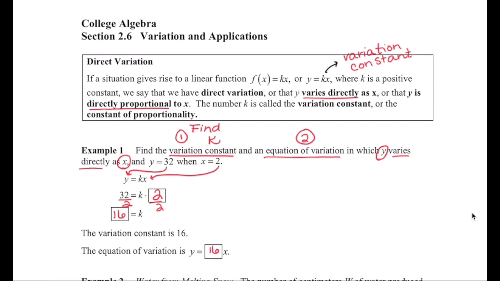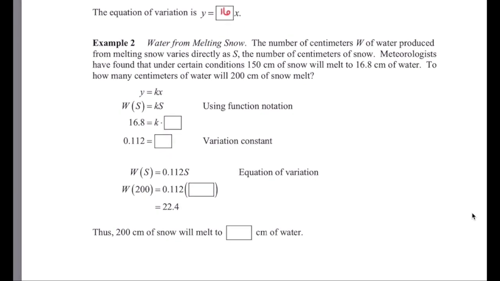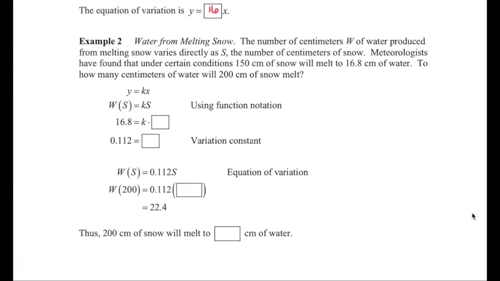Usually at this point, we would have to do something else with it. So our first goal is to find k, create an equation, and then do something else. That's what we're going to do in the next example. Water from melting snow. The number of centimeters W of water produced from melting snow varies directly as S. So here's varies directly. That tells me I'm going to use the equation y equals kx. Since W varies as S, we're going to use W as our y value and S as our x value. Or you could still use y and x if you choose.